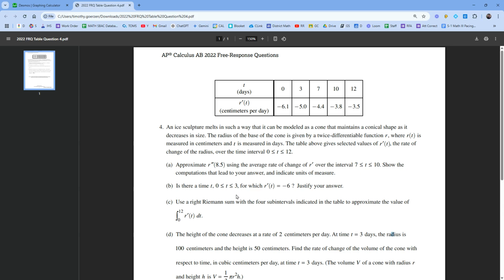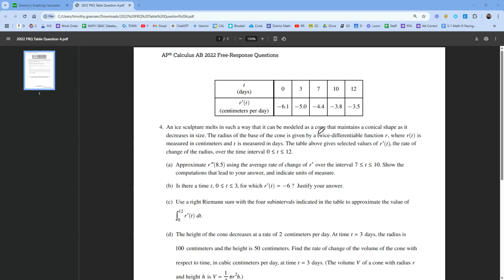For B, is there a time between 0 and 3 for which the derivative is equal to negative 6? And this question is asking, understanding the mean value theorem, AROC equaling IROC. So is there a time there where the average rate of change is equal to the thing? Actually, no, I take that back. Is there a time from 0 to 3 where just this value is negative 6? And so at 0, you can see it's negative 6.1. At 3 it's negative 5, and I want you to notice that negative 6 is in between that. So we have a theorem for that.